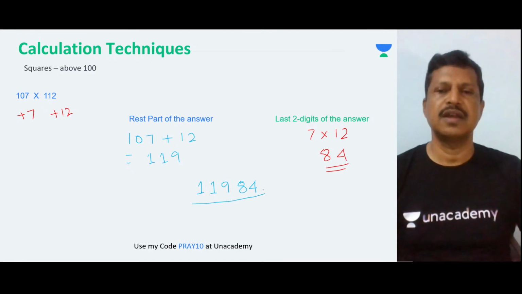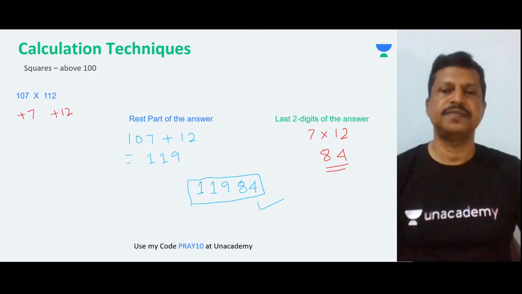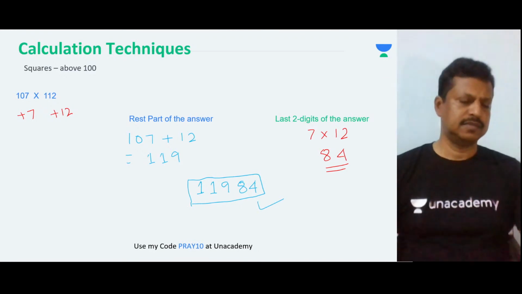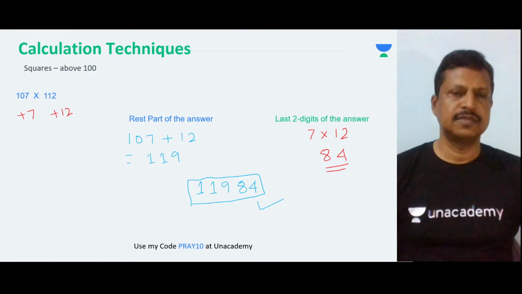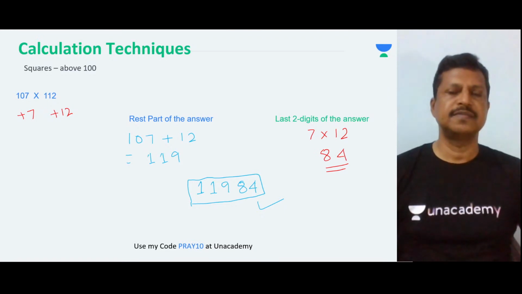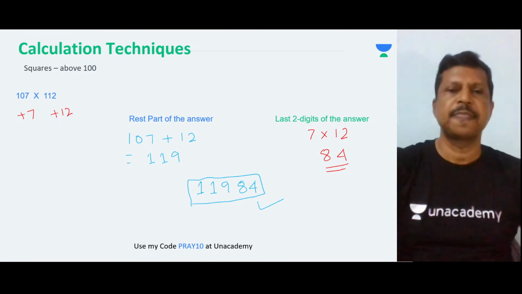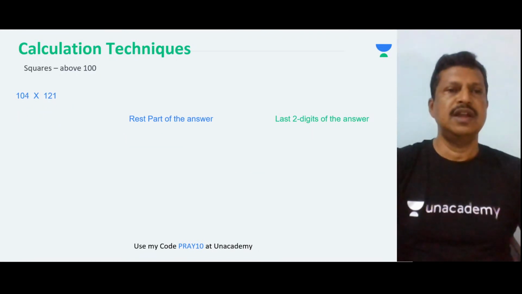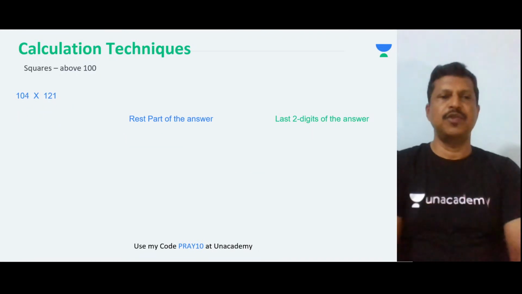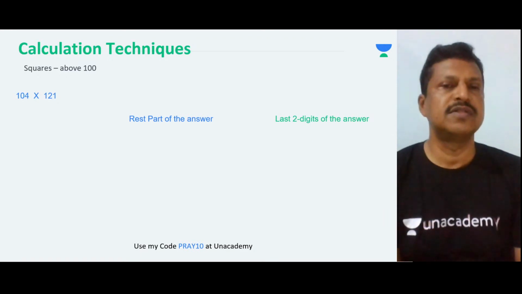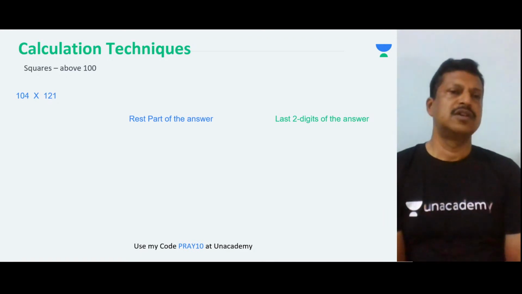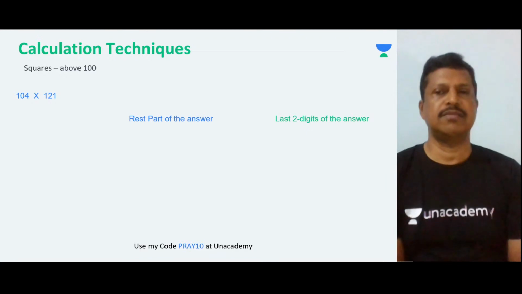Okay. I hope this part is clear. All right. Fine. So now let's practice a little bit more. What is the answer of this? 104 into 121.